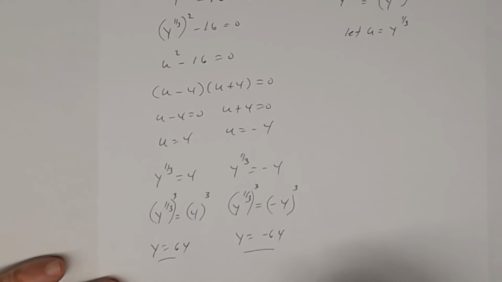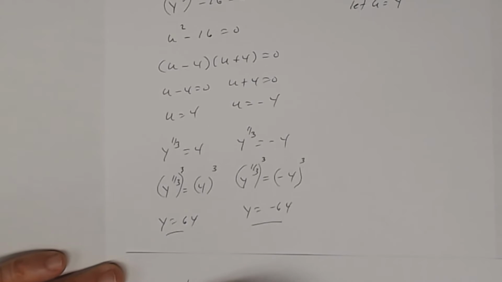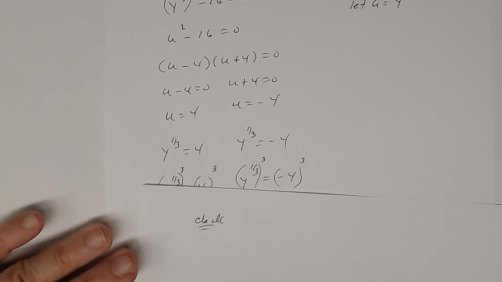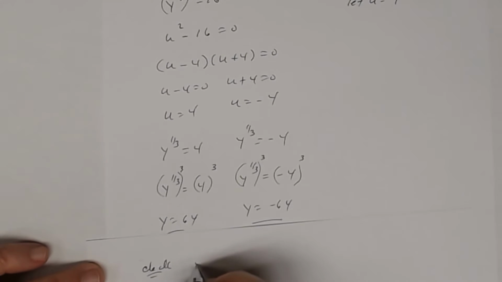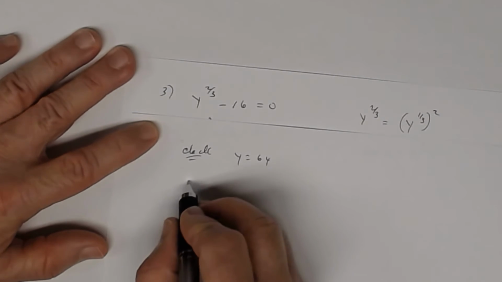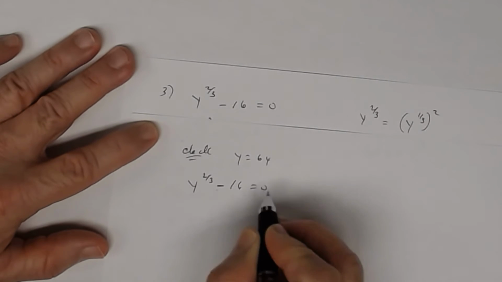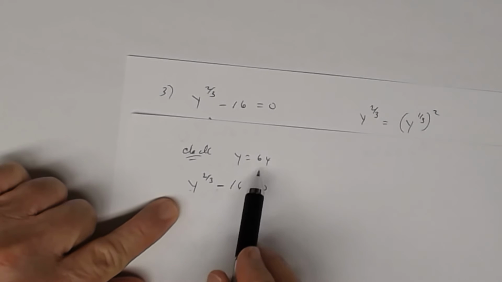Now, let me just show you. If you wanted to check this, which you did not have to, by the way, but if you wanted to check using your calculator, here's what you're going to do. So let's check the first one. Check y equals 64. So you always go back to the original. So here's the original right here. So y to the 2/3 minus 16 equals 0. So in place of y, I'm going to substitute 64.